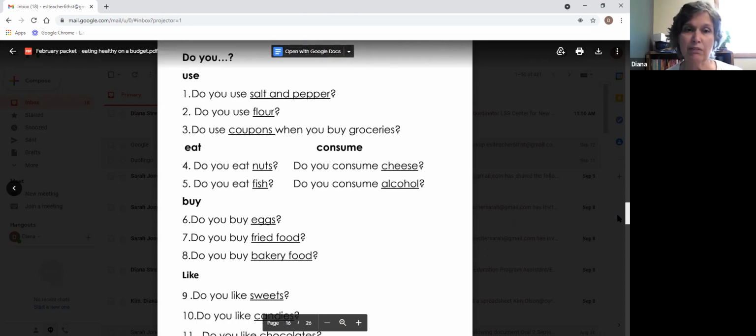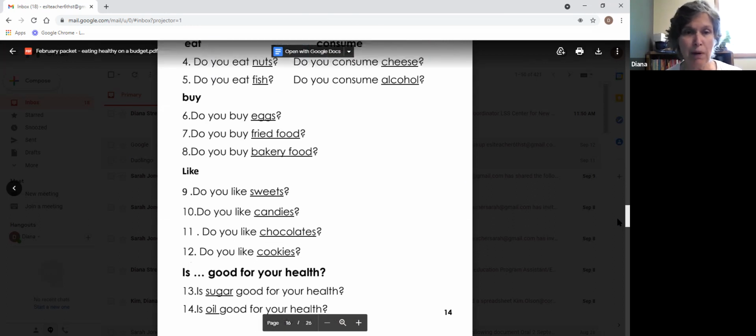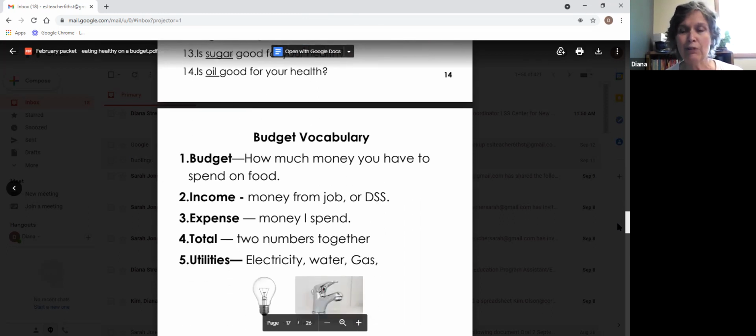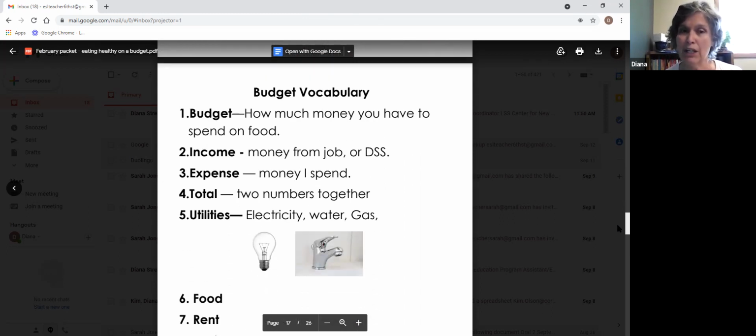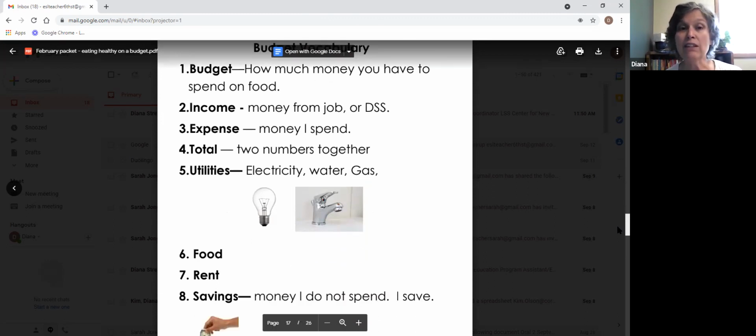And again, we talked about, do you use, do you eat, do you buy, do you like? Then we got into our budget. They really liked this as well. What's income? What's expenses? And they could tell me. I just had a few things like utilities. They talked about their telephone. They talked about the car that they can't afford to have, so it's not in their budget. Cars are expensive. So they were able to engage into this part of this budget vocabulary.